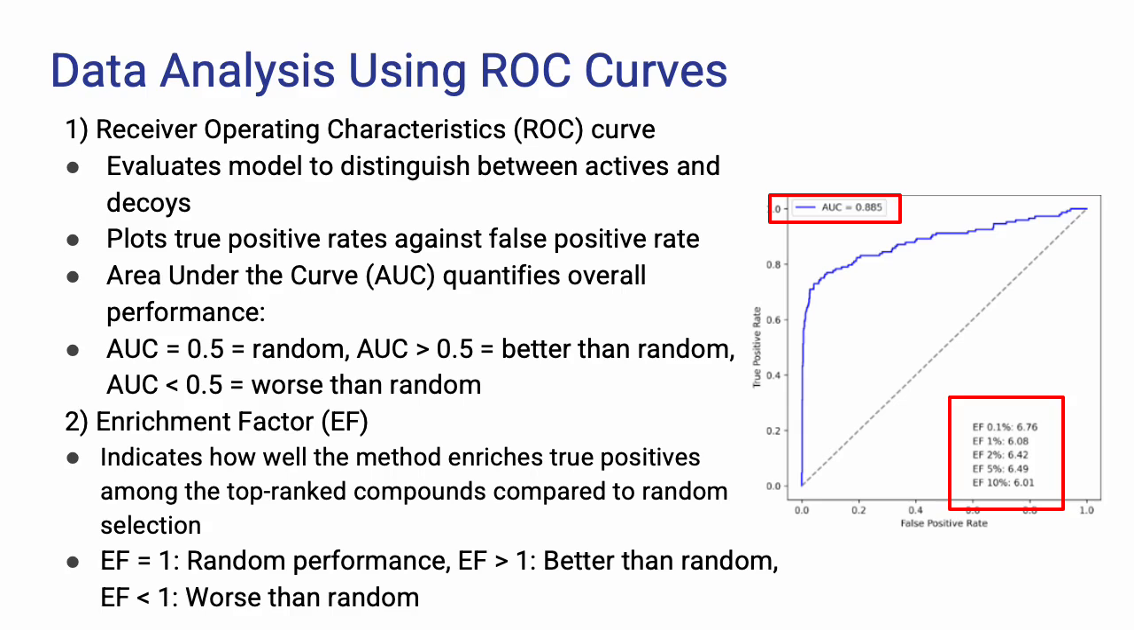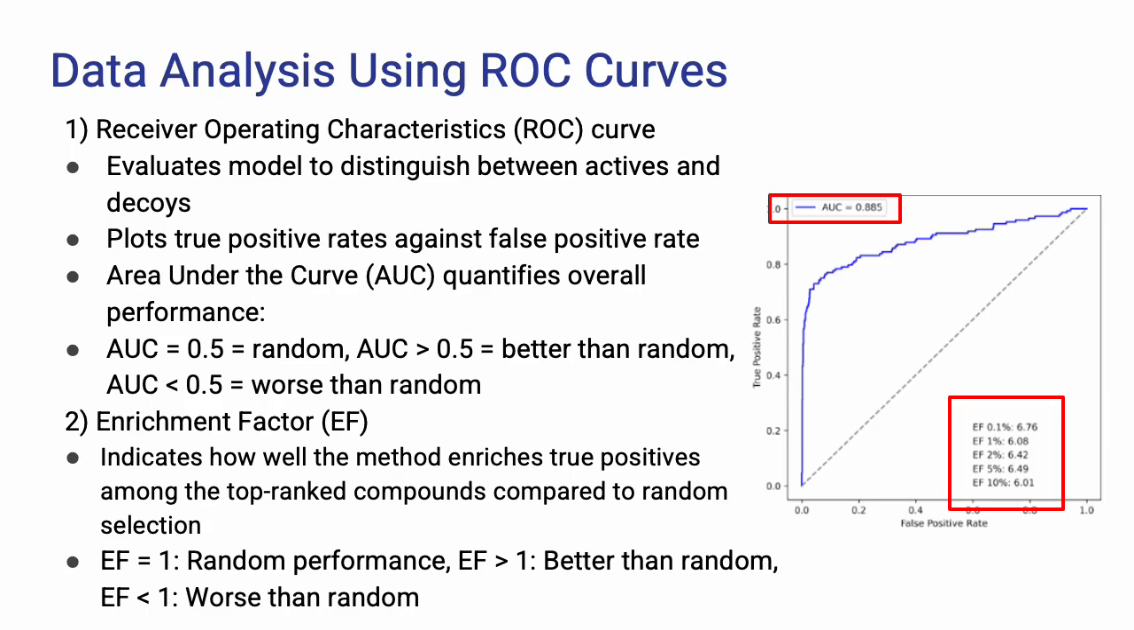The ROC curve plots the true positive rate against the false positive rate. The area under the curve, or AUC, quantifies the performance. An AUC of 0.5 indicates random classification. An AUC greater than 0.5 indicates better than random performance, and an AUC less than 0.5 indicates worse than random.